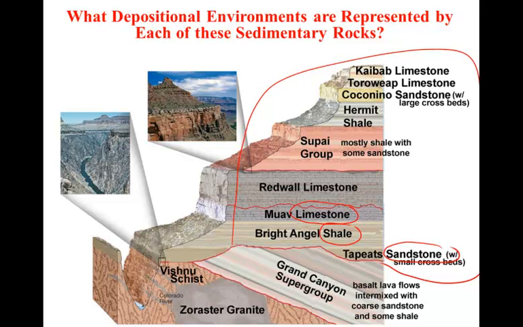So what are the depositional environments represented by each of these rock types? What kind of environment does sandstone form in? What does the size of the crossbedding tell us about the environment in which that sandstone formed? What kind of environment does shale form in? What kind of environment does limestone form in? By recognizing the different environments represented by these different rocks, we can infer how the environmental and geologic conditions changed in the Grand Canyon region as this sequence of rock layers was deposited on the passive margin.